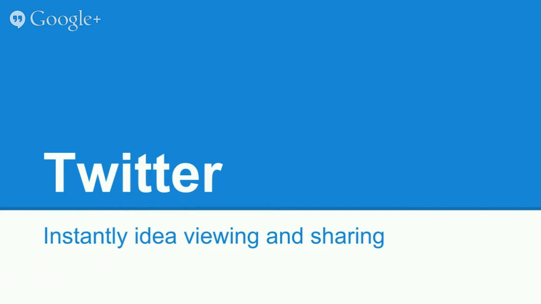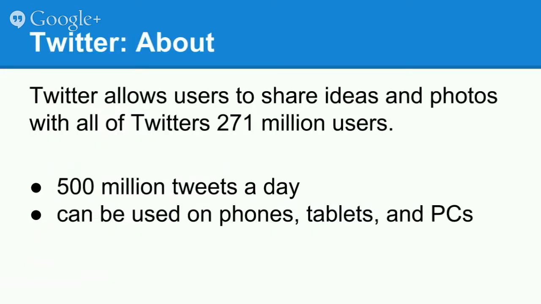So Twitter is one of the largest social media sites. It's for instant idea viewing and sharing. It allows you to share ideas, photos. With the 271 million people that use Twitter, there are about 500 million tweets a day. And you can use Twitter on phones, tablets, and PCs. You have to download an app on phones and tablets, and then you can just access it online from your computer.